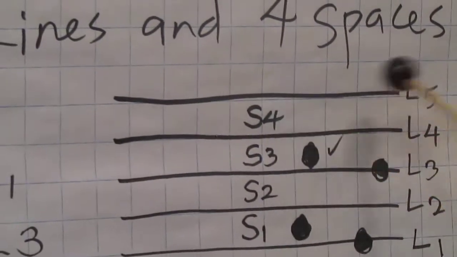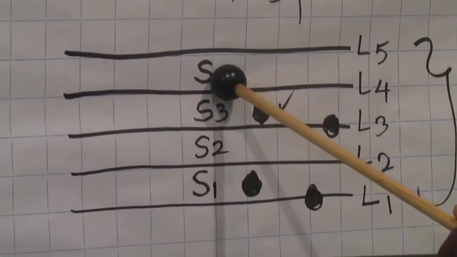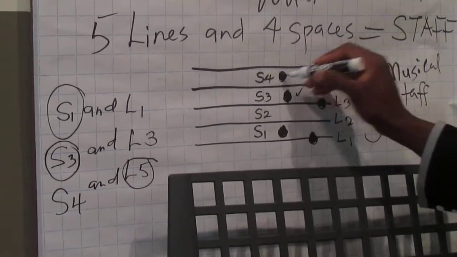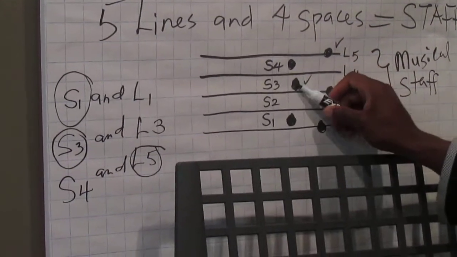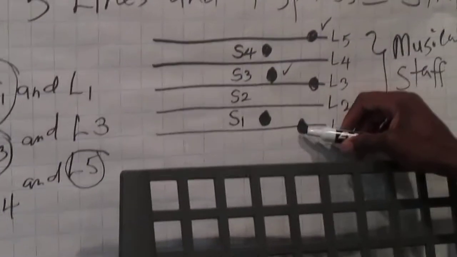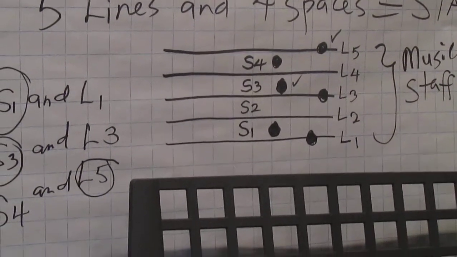Which one of them is higher? This is S4, that's L5. So I think L5 is higher than S4. So if we had a note here, and a note here, this is going to be higher than that, and this is going to be higher than this, and so on. This is going to be the lowest of the tone.